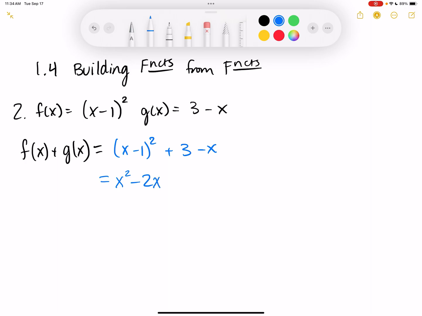So x squared minus 2x plus 1, and then plus 3 minus x. So then to simplify it, we get x squared minus 3x plus 4.